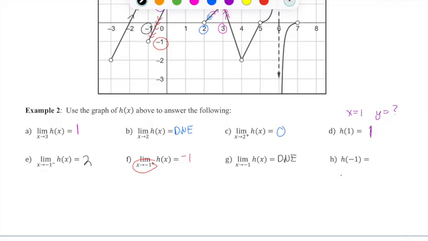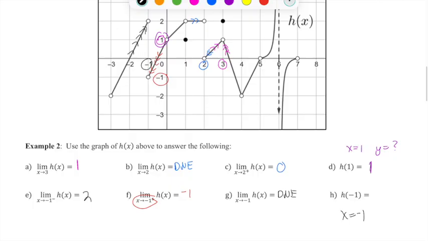And then lastly, what is the value at x equals -1? And it looks like there is nothing, because we have an open dot here and here. So there is no value at -1.